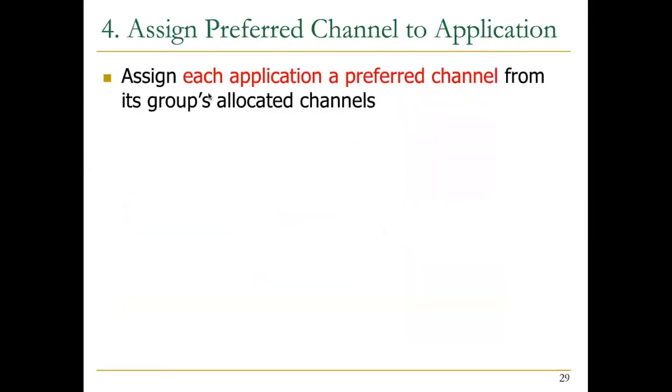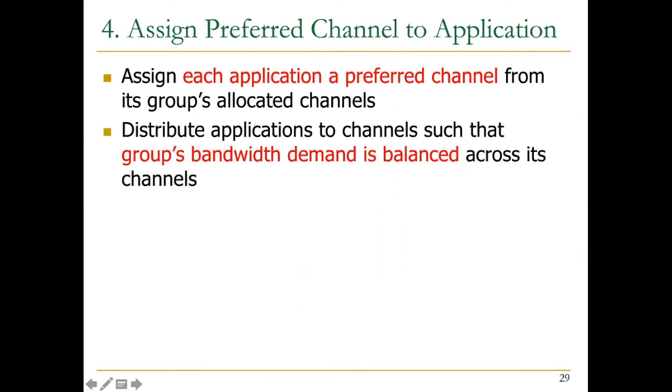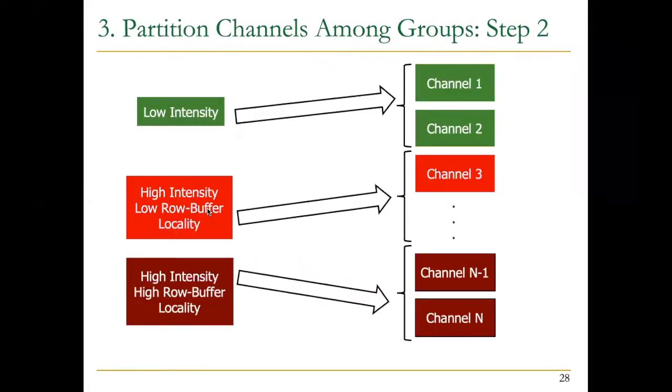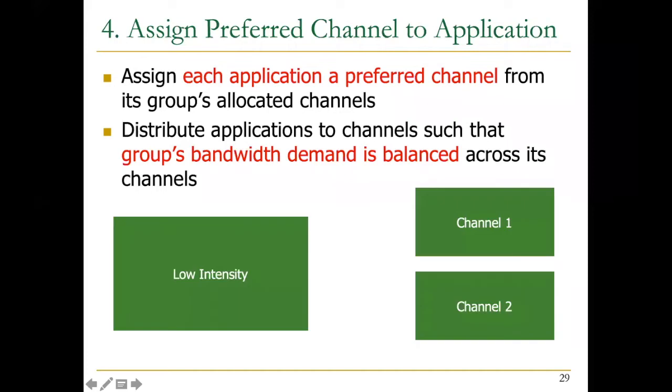And then the fourth step is assigning each application a preferred channel from its group's allocated channels. While doing that, we would like to distribute applications to channels such that the group's bandwidth demand is balanced across its channels. We don't want, for example, a particular group to oversubscribe channel 3 but not channel 4, right? That's the idea. So we want to balance the demand. Let me give you an example over here.